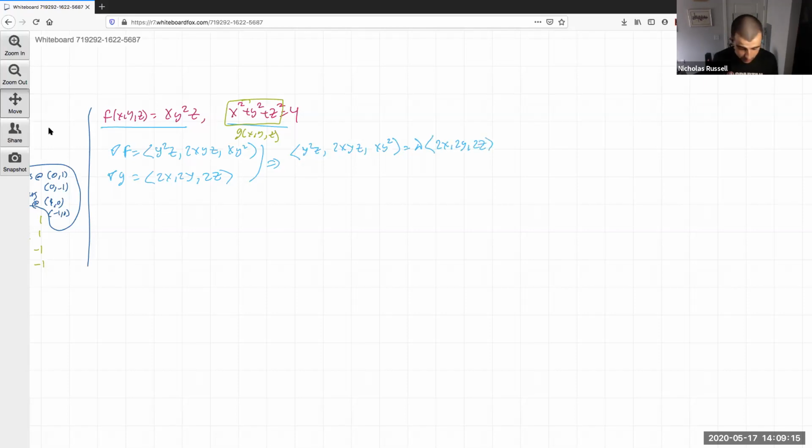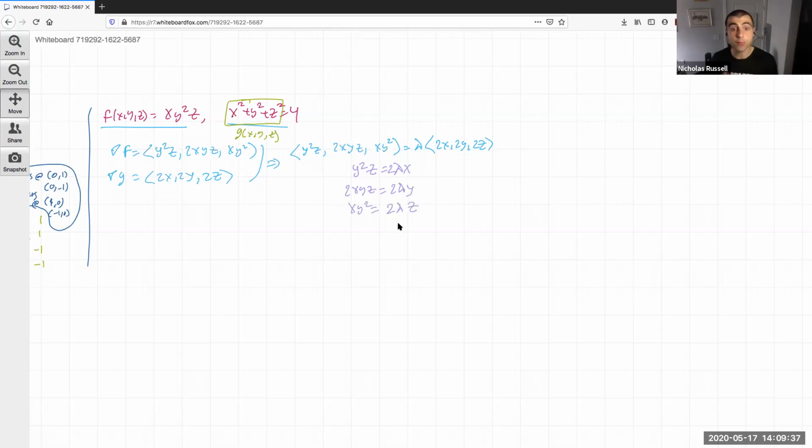So I can set up my 3 equations for this system. The x components have to equal each other, which means that y squared z has to equal 2 lambda x. We can get 2xyz has to equal 2 lambda y. We then can get, lastly, xy squared is equal to 2 lambda z.